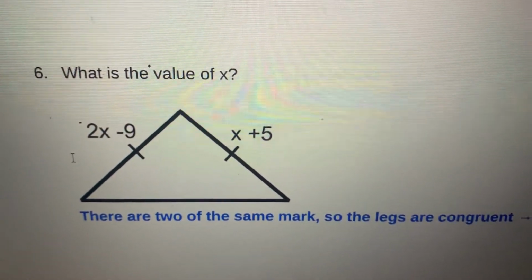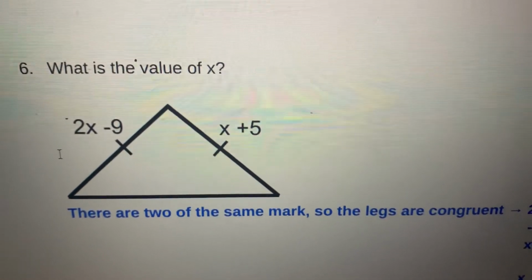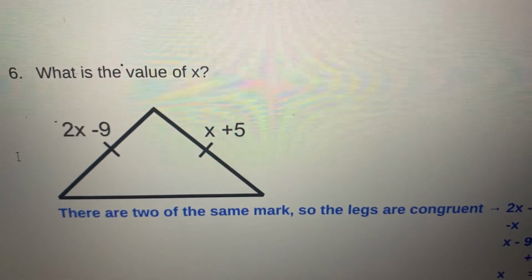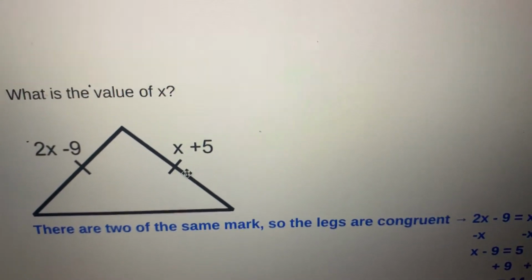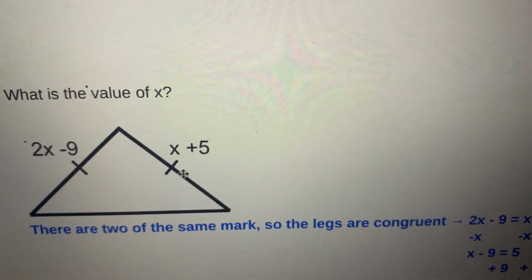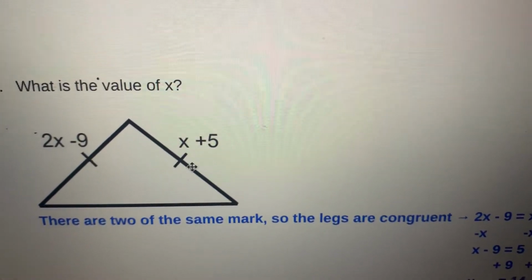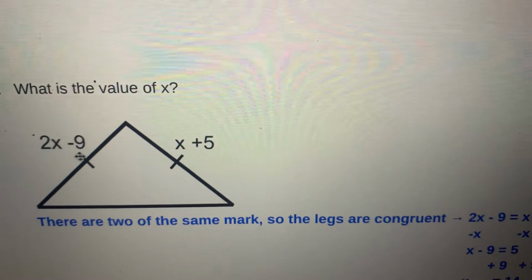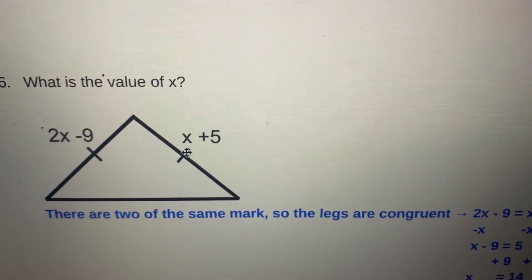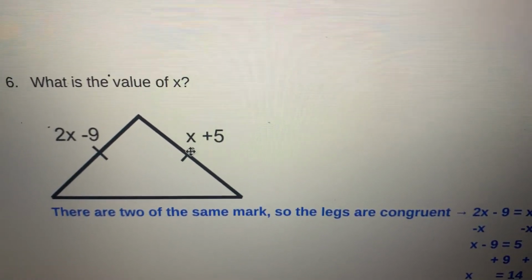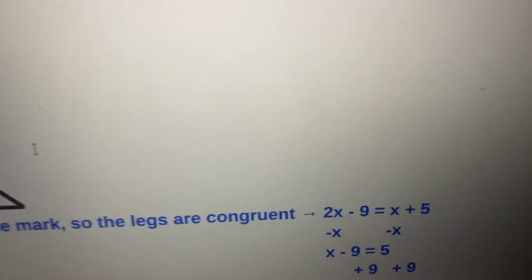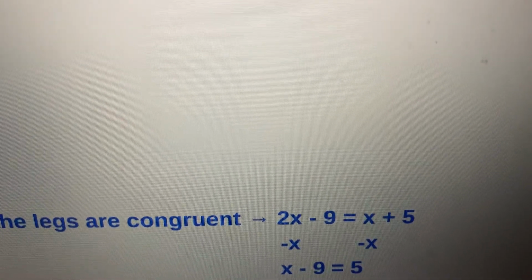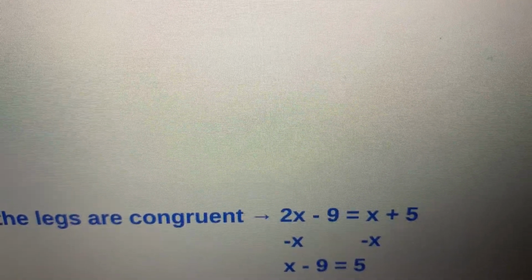So number 6 is asking, what is the value of X? So first we have to look at our triangle. We have 2 marks that are the same. So we know because there's 2, it's going to be an isosceles triangle, which means that these are congruent. Congruent, if you remember from the whole semester, we've been saying congruent means the same or equal. So we would just set these as equal to each other. So we have 2x minus 9 equals x plus 5.